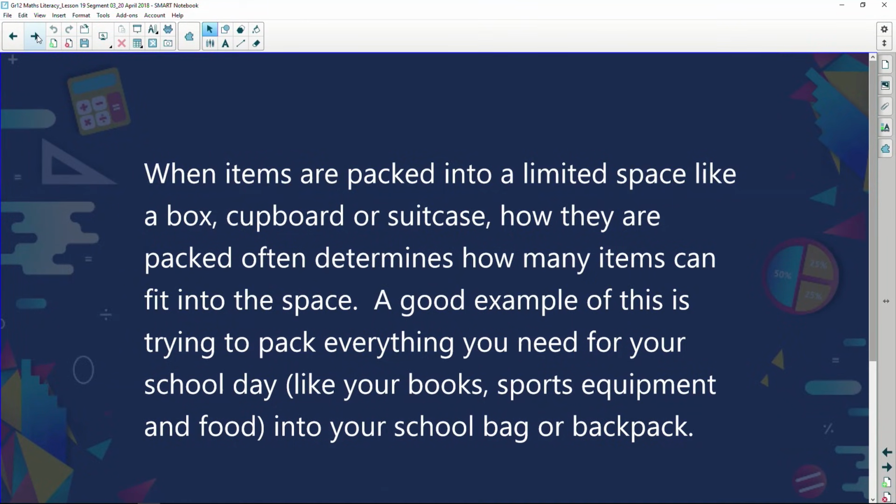When items are packed into a limited space, like a cupboard, box, or suitcase, how they are packed often determines how many items can actually fit into the space. A good example of this is trying to pack everything you need for your school day, like your books, your sports equipment, and food. And how do we do all this into a school bag or backpack?